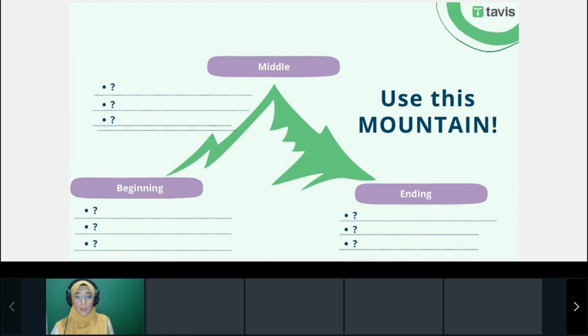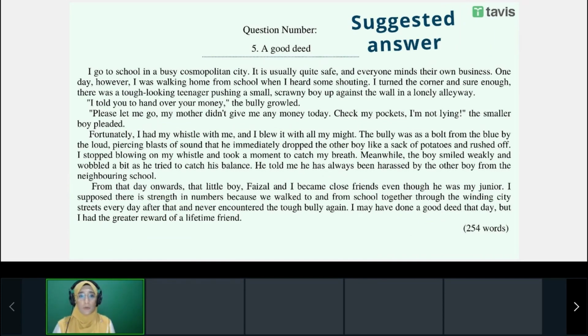And please make sure you use this mountain. Again, we are calling this Mount Everest. Make sure that you have your parts: the beginning, the middle, and the ending. Make sure that you introduce the setting and characters, the problem or conflict, right? The rising action, then the climax here, then the falling action, and then only the resolution, how it is solved. And here are some of the suggested answers for you. If you can catch this very fast. Okay, great. I'm doing this as fast as possible.